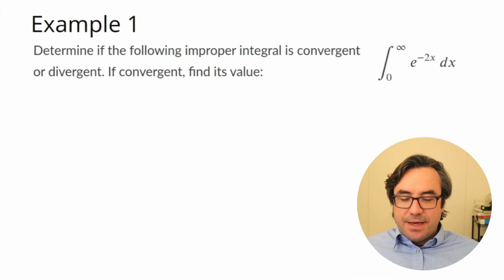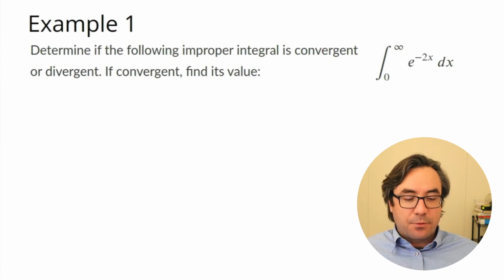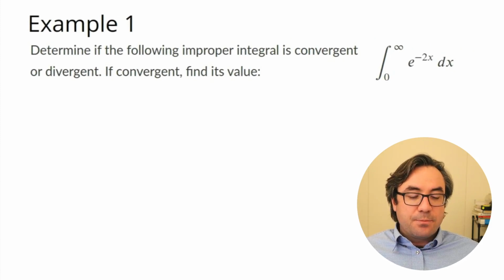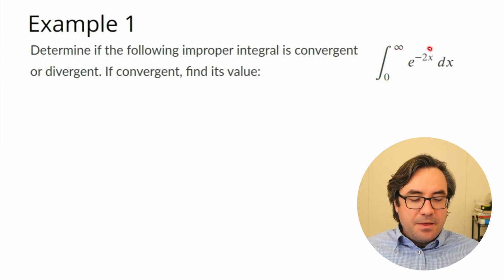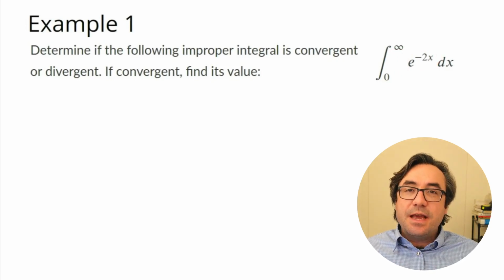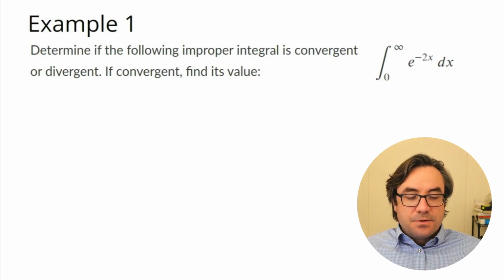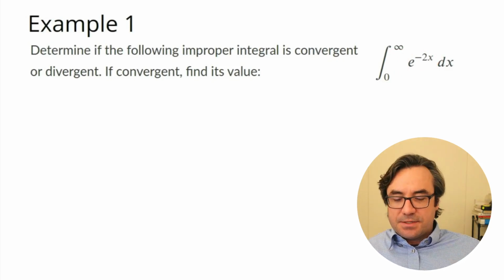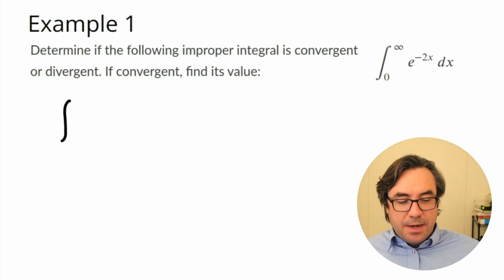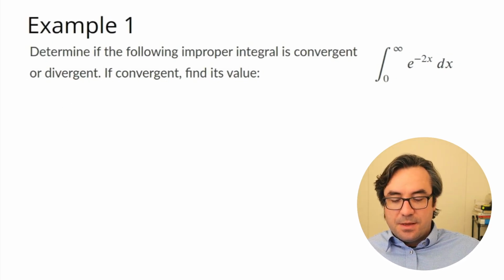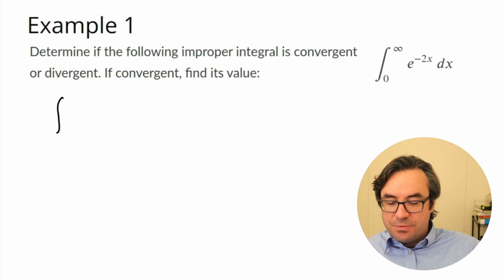We're going to calculate this improper integral. It's the improper integral going from 0 to infinity, so we have this infinite interval, and the function we're integrating is e to the negative 2x. So let's see the process. Let's start by writing our improper integral.